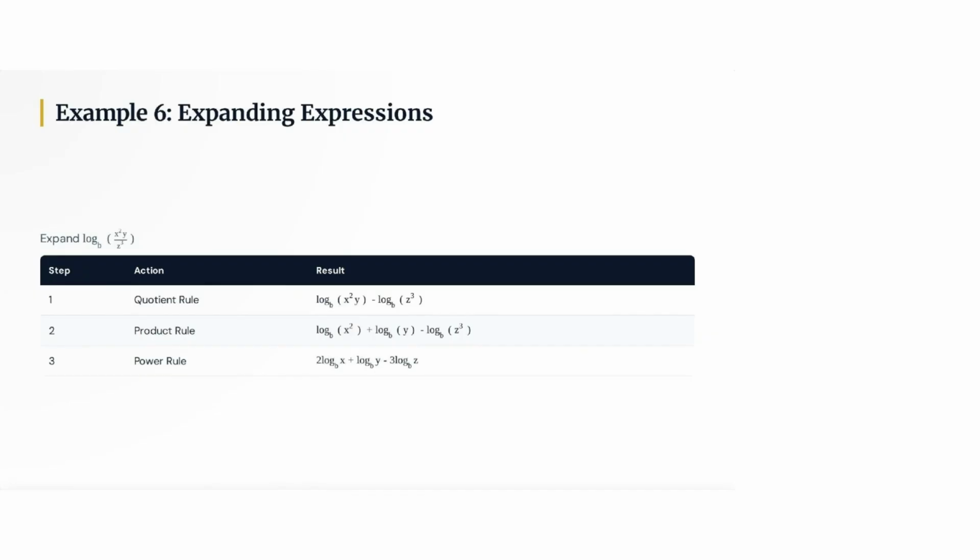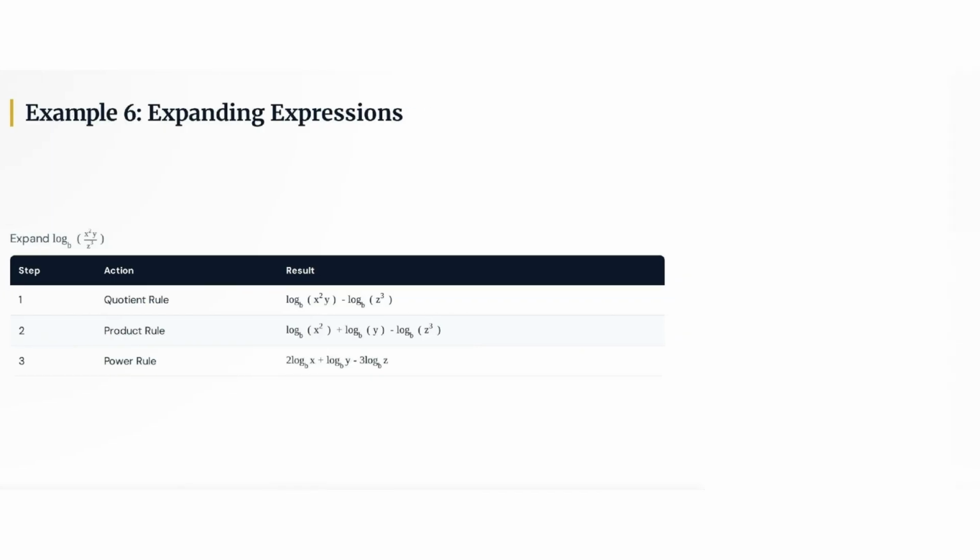Expanding expressions requires combining multiple rules. By applying the quotient, product, and power rules in sequence, we can break down a complex expression into simpler, expanded parts.